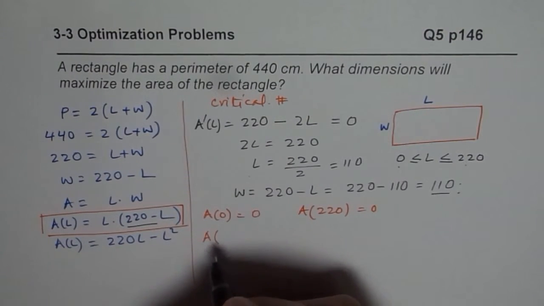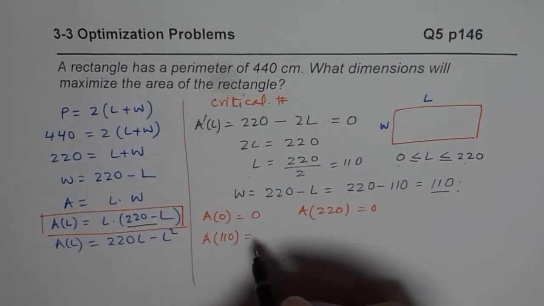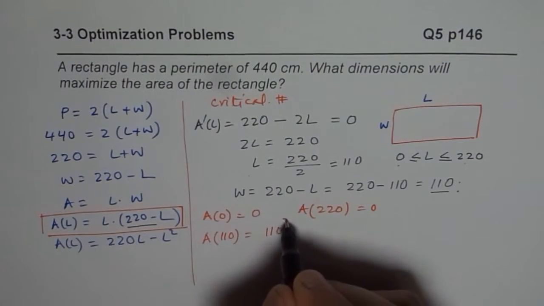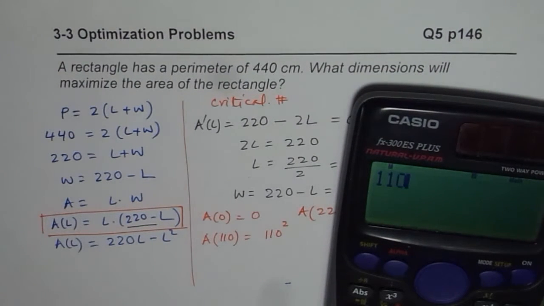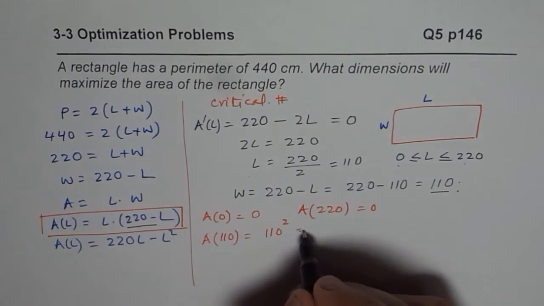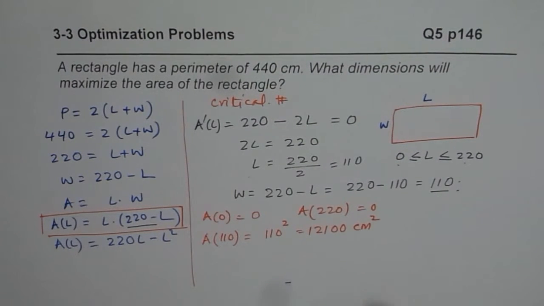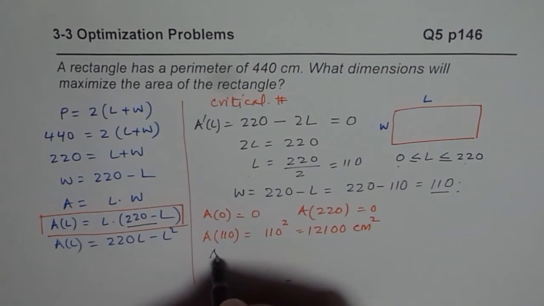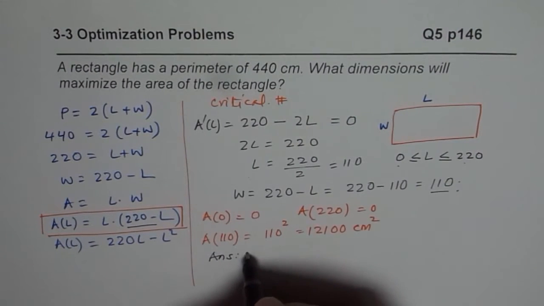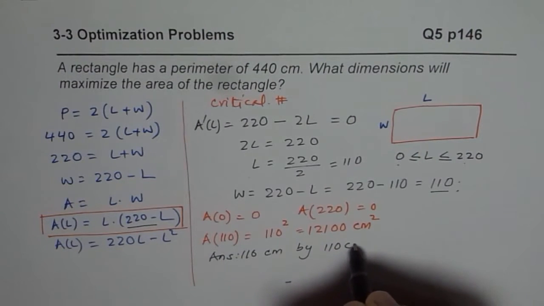So we say that the maximum area will be when the length is 110, and it will be 110 square, since width is also 110, so which could be 110 square equals 12100 centimeters square. Is it okay? Now the question is, what dimensions will maximize it? Therefore in your answer you have to write dimensions, which are 110 centimeters by 110 centimeters, correct?